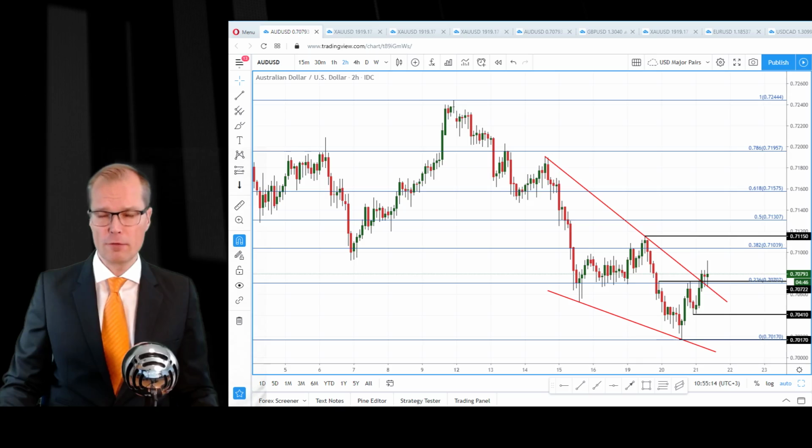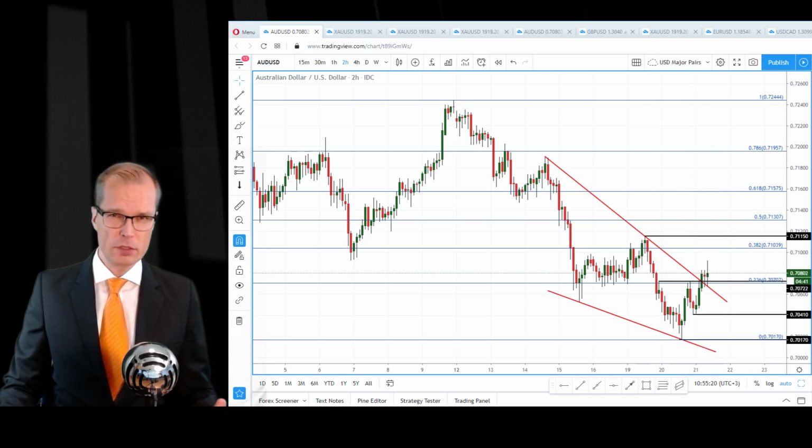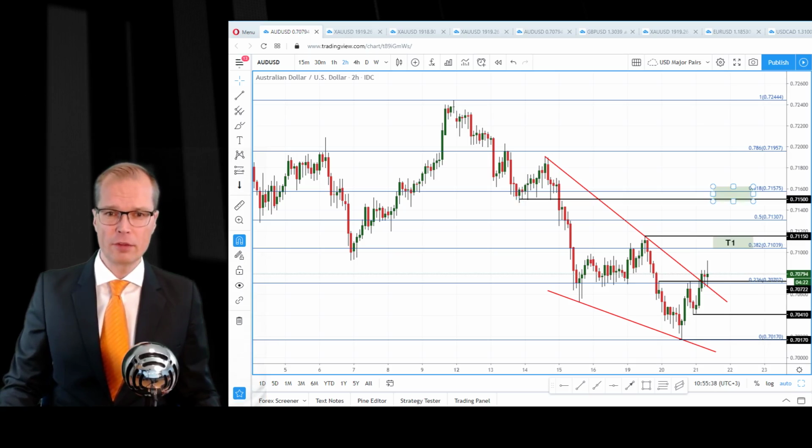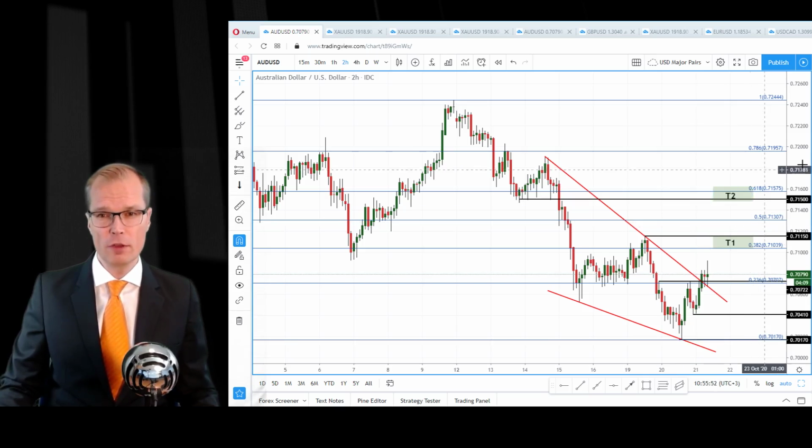But anyway, we are looking for long trades above this low yesterday, and basically the first target is up here. We're looking at the 38.2 Fibonacci retracement and this high, and this makes sense as the target 1. Target 2 up here. Basically, we have the 61.8 Fibonacci retracement and these lows. So I think that looks like a decent second target for this move.